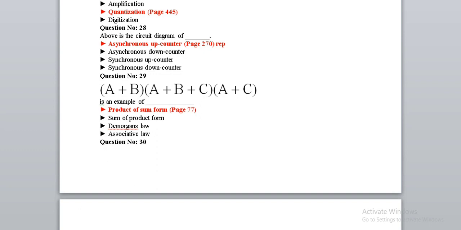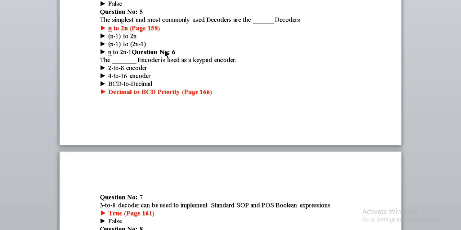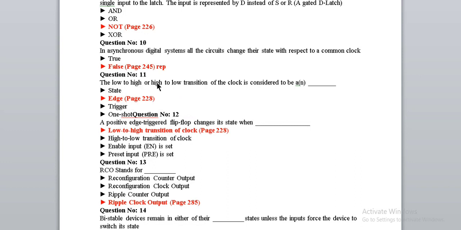Octal number system is base dash number system: 8. The output of an XOR gate is 0 when all of the inputs are 0 or all the inputs are 1. The dash encoder is used as a keypad encoder: decimal to BCD priority encoder. The low to high or high to low transition of the clock is considered to be an edge.